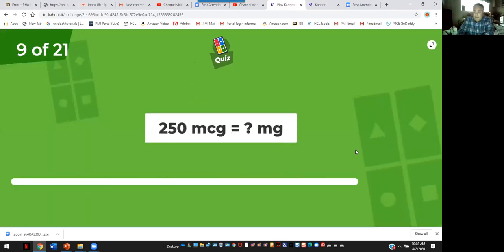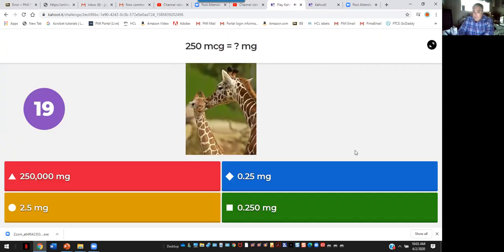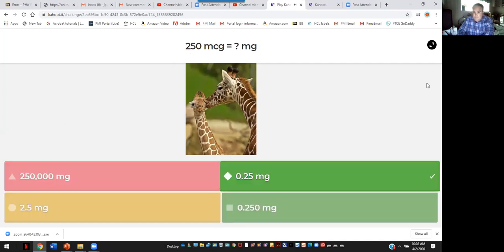Micrograms. There's 1,000 micrograms per milligram. 250 micrograms: you're going to move it 3 spaces to the left. 1, 2, 3. Always put a leading 0, but you don't put a trailing 0. You've got to drop that trailing 0.